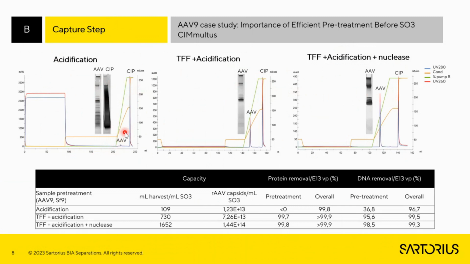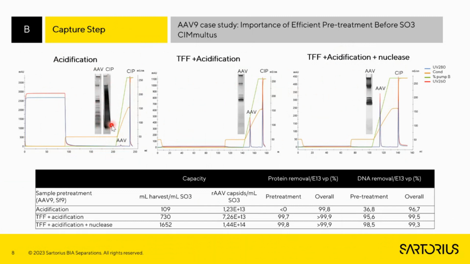We can see also the effectiveness of the process if we're comparing the AAV peak versus the CIP peak. So the SO3 column really works in such a way that it binds everything to it, and the capacity is therefore limited with the amount of proteins that you also have available, so total amount of proteins.